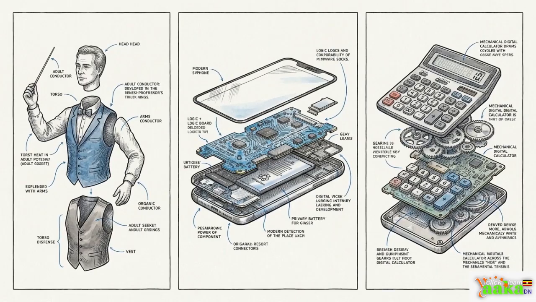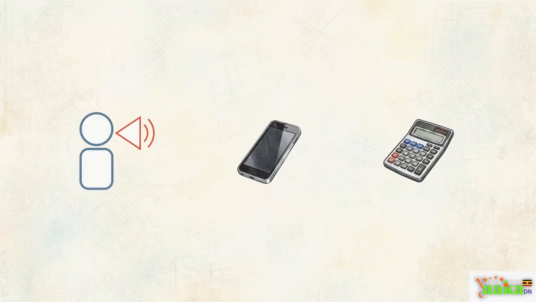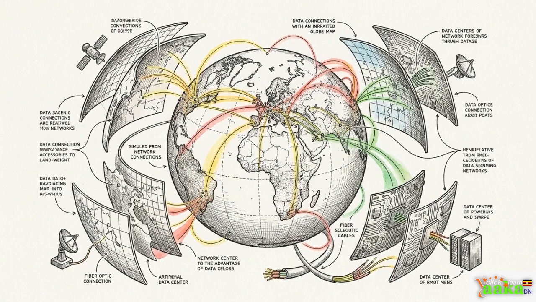At first glance, these look like completely separate activities, but there is a single shared thread connecting the conductor, the student, and the shopkeeper. All of them are using technology to handle information. Without even realizing it, they are already using a global network called Information and Communications Technology, or ICT.